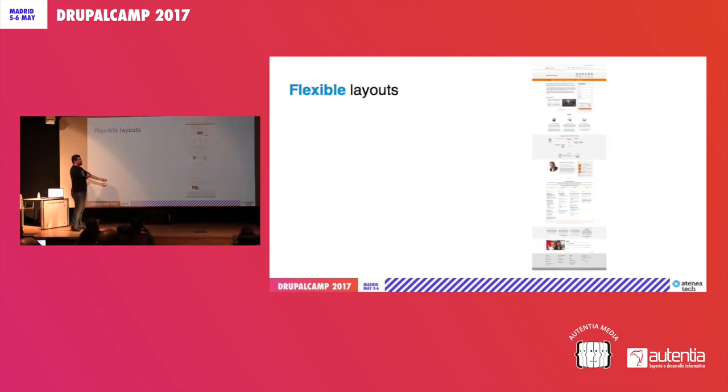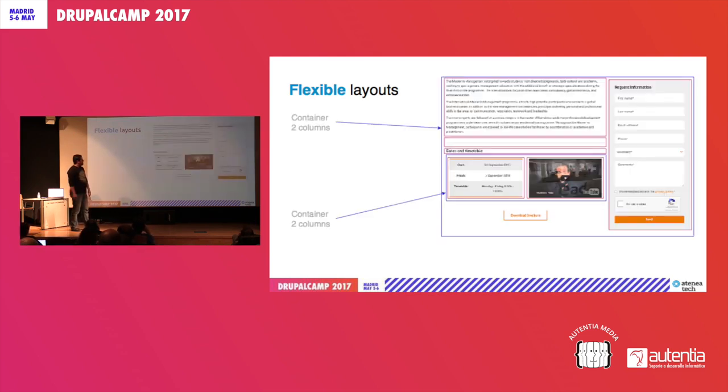Then, if we have flexible layouts, it's really nice to use paragraph. So here we have a complex structure. And here we have a container paragraph with two columns. As you can see, here we have a column, and here we have another column. So inside the nodes, you can let the editor make different structures. Here we have another container of two columns.